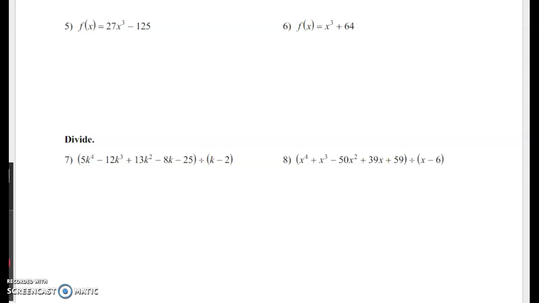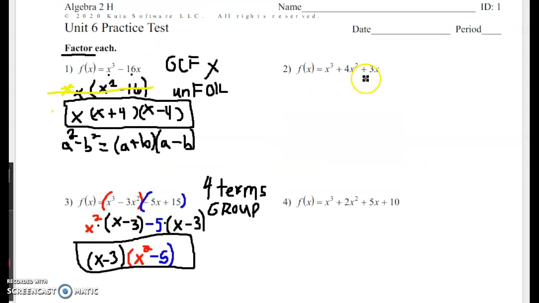In 5, we kind of talked about this. Usually, I know I skipped 2, but usually when you see 3 terms, you think of quadratic. And when you see 2 terms, you're thinking of one of the special patterns. So this one was both. When I got the GCF out, it ended up being quadratic and a special pattern.